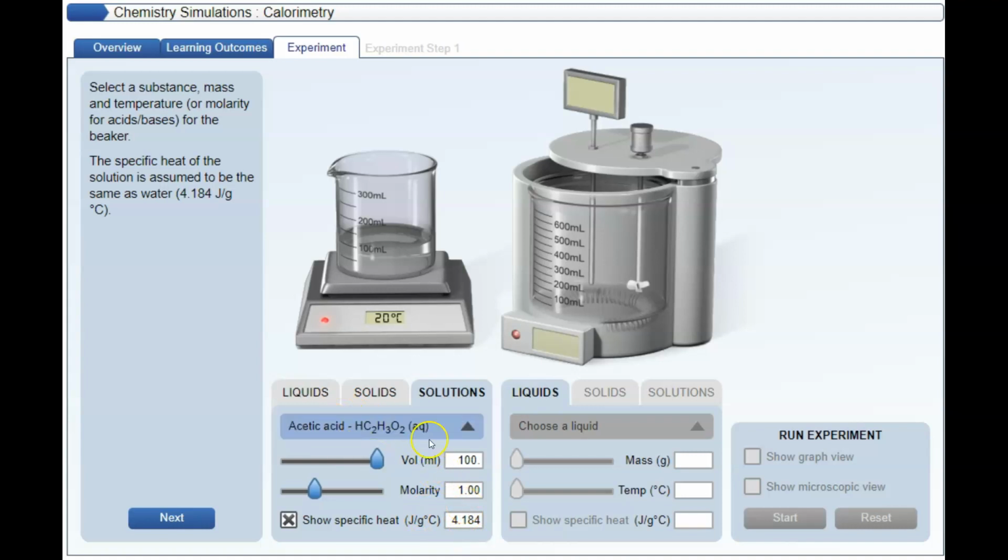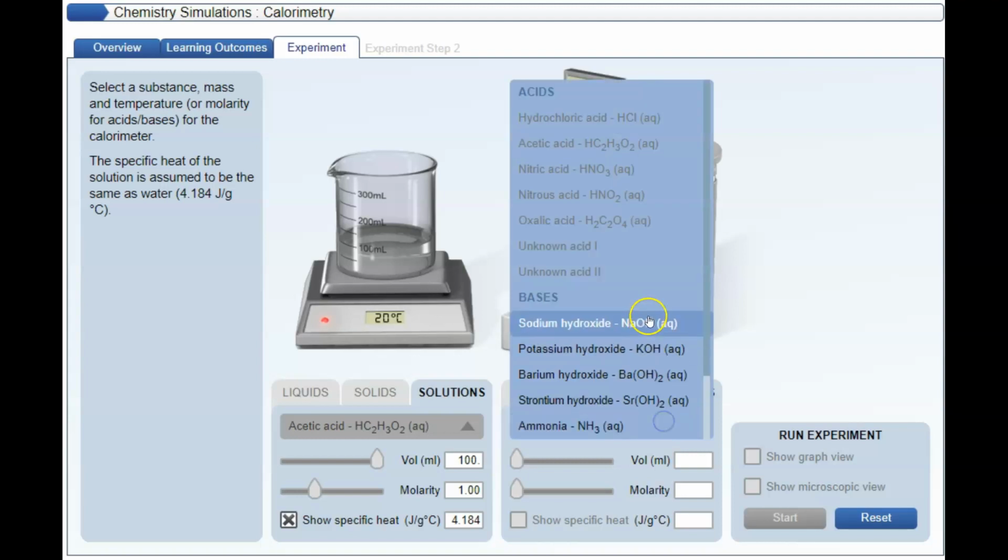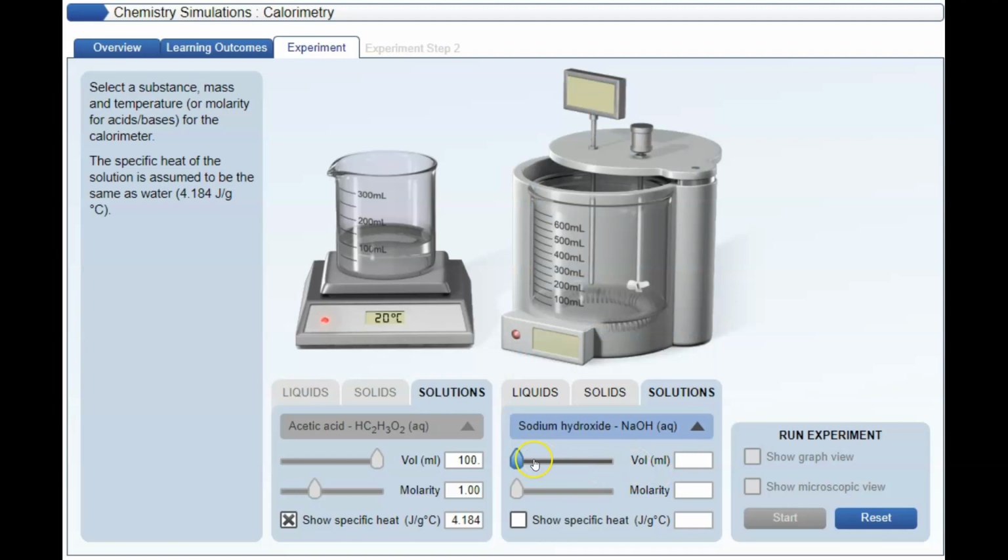Well, you have to ask yourself, what is acetic acid? Well, it's primarily water, right? Because it's an aqueous solution. So it's primarily water, so we can say the specific heat is 4.184. And that's usually the case for most solutions. Let's see if we could, we're limited on options here, let's add it to a strong base, sodium hydroxide. Let's do 100 mils, and let's do a 1 molar solution of that. And again, look, 4.184 is your specific heat.